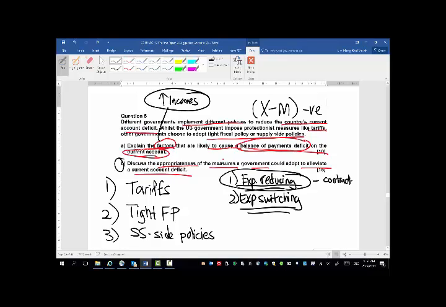Contractionary fiscal, if not your monetary policy. So what is one limitation of doing this? My incomes might actually fall. All right. So there's a give and a take.